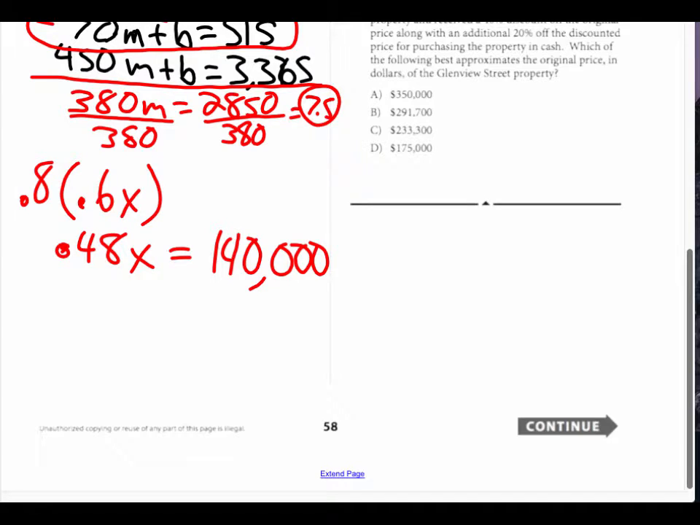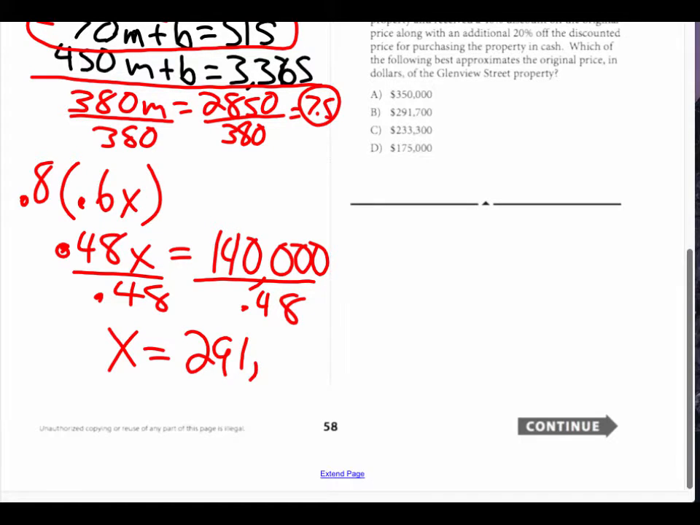Okay. So what do I do? Yeah, I'm going to divide both sides by 0.48. Somebody with your calculator, tell me what that is. Is it 291,000? Yeah. Close to that. Now we could have gotten that. I was going to do a real complicated way. I was going to do the 1 minus the 0.4 and then another thing minus the other thing. We still would have ended up with the 0.48.